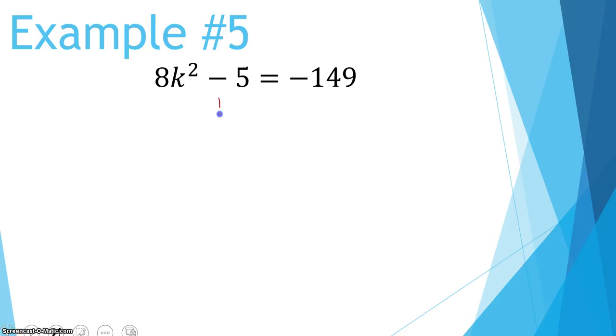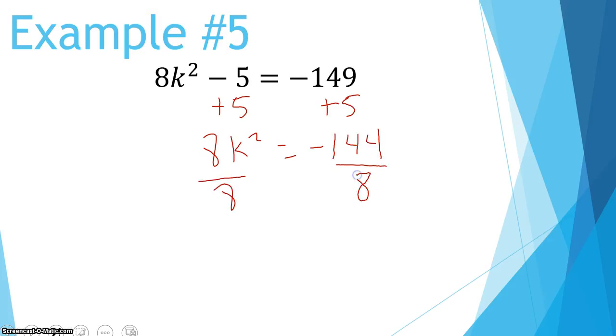Here's one more example. We'll add 5 to both sides. We got 8k squared equals negative 144. We're going to divide by 8 to get the k squared by itself. And when I divide negative 144 divided by 8, I get negative 18, I'm sorry.